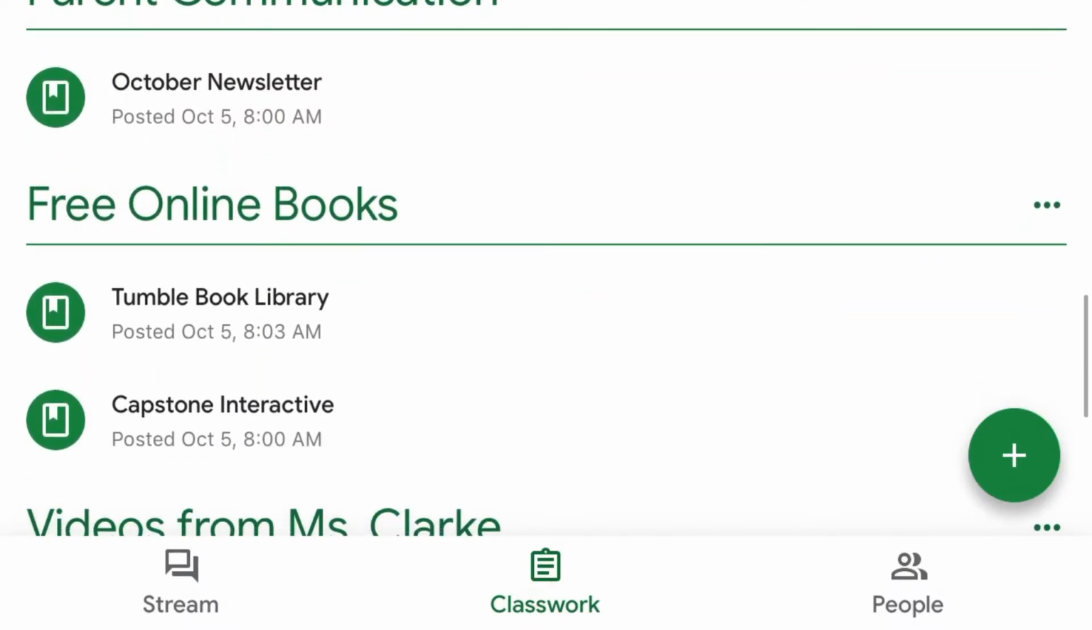And I have free online books. So our board has access to some databases with books. So right now I have up there Tumble Books and Capstone Interactive. There are a few more, but that's what I have for now.